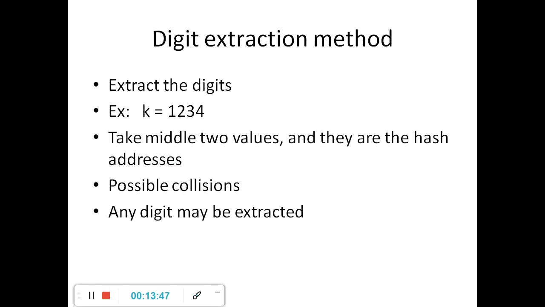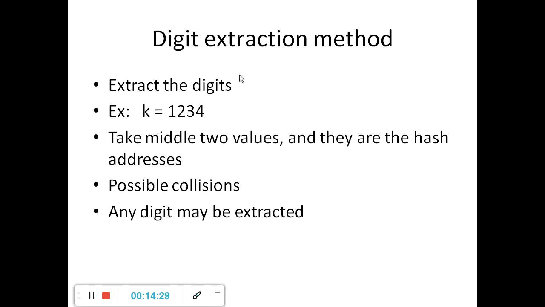Let us consider one more method, digit extraction method. In this case, we extract a prefixed set of digits. For example, if the input is k equal to 1234, we take middle two values and they are used for generating hash address. In this case, the middle two values correspond to 2 and 3, and hence 23 is the value of h of k for this particular input. Well, do I guarantee that we don't have any collisions? It is simply not possible. There can be some collisions depending on the data stream.